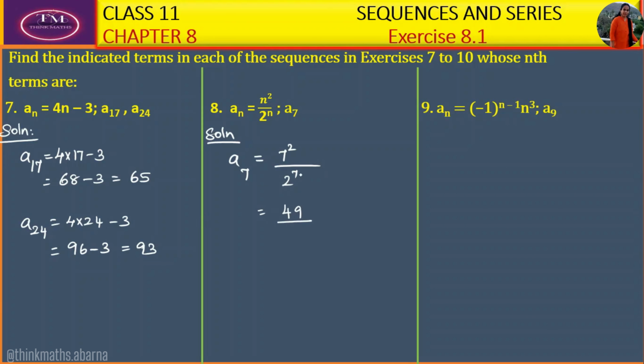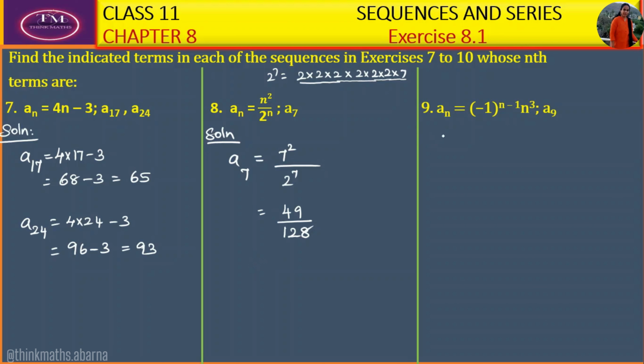What is 2 power 7? We know up to 2 power 5 it is 32. Or you can calculate. 2 power 7 is multiplying 2 seven times. So 2 2s are 4, 4 2s are 8, 8 2s are 16, 16 2s are 32, 32 into 2 is 64, 64 into 2 is 128. So 2 power 7 is 128. They don't have any common divisors. So a7 equal to 49 by 128.